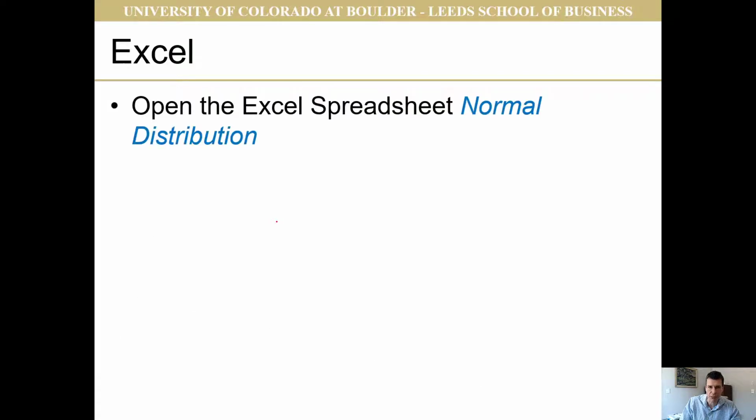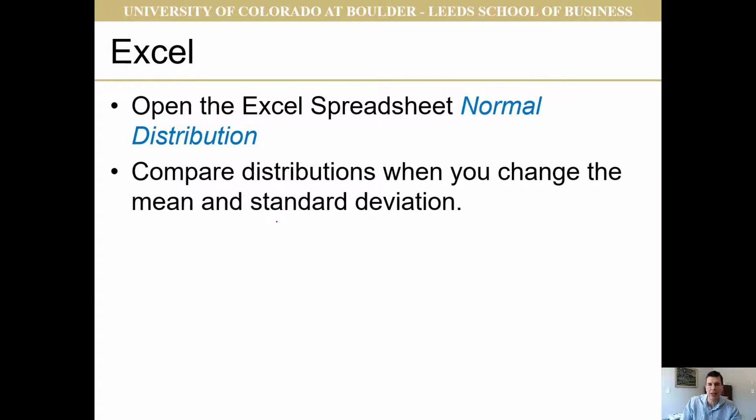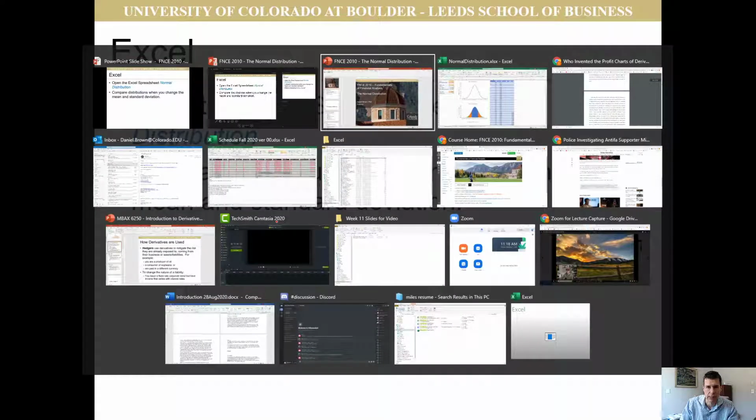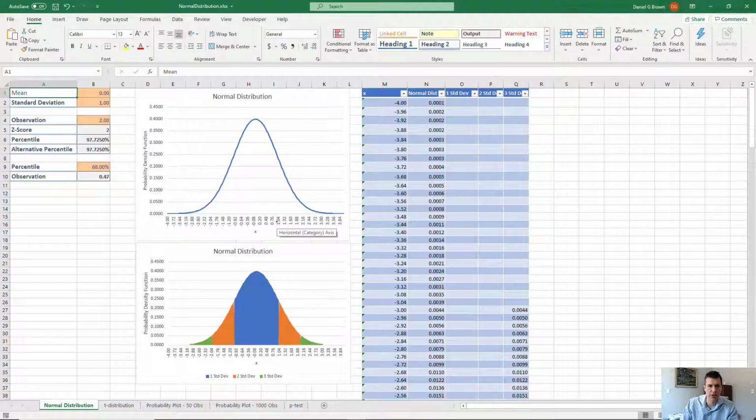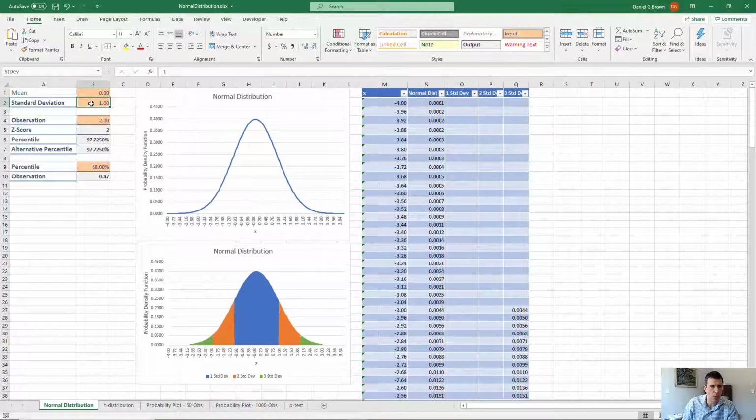There's a spreadsheet which you can find on Canvas called normal distribution. We can look at the normal distribution through this spreadsheet. This spreadsheet does lots of things. We're just going to look at this first tab. Okay, so this is the spreadsheet normal distribution. Right now we have 0 as our mean, 1 as our standard deviation.